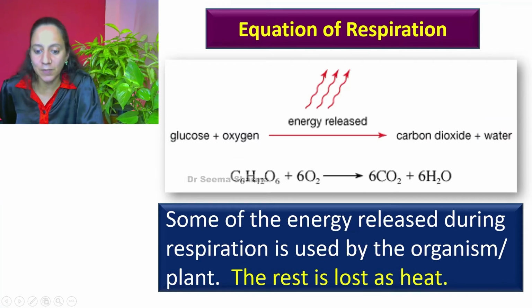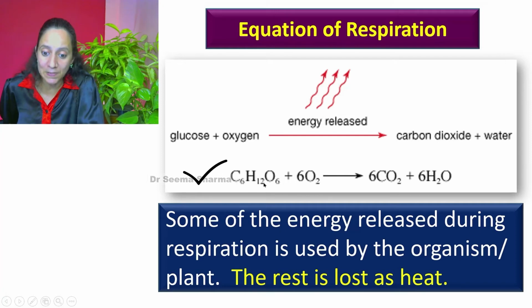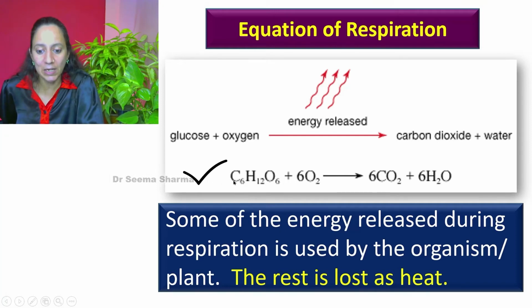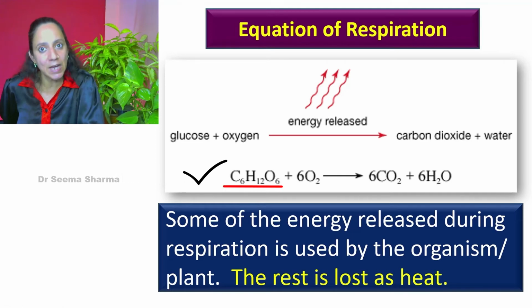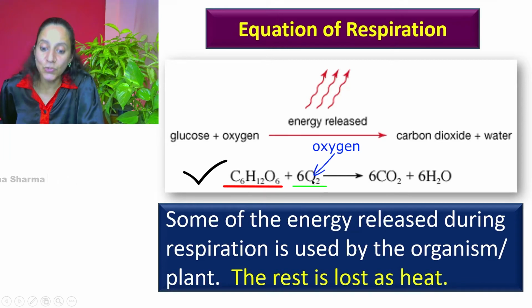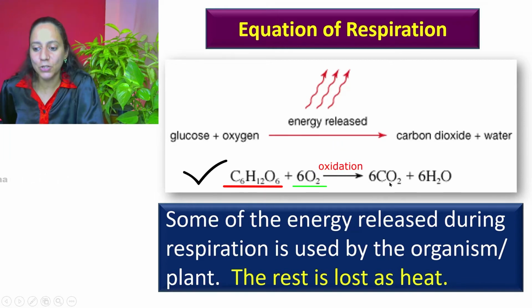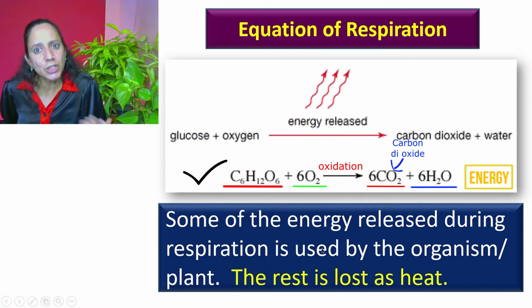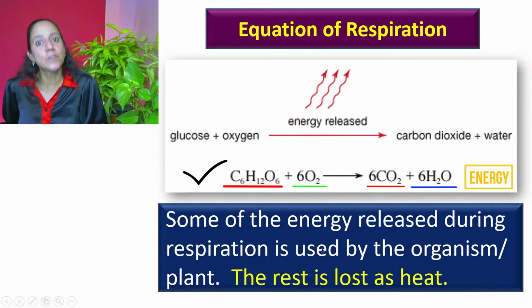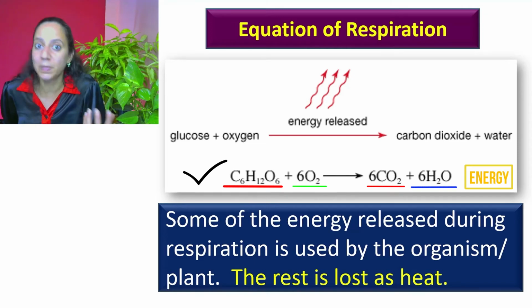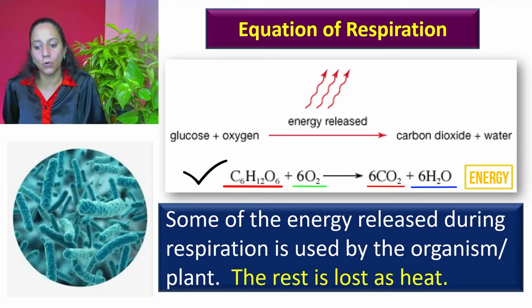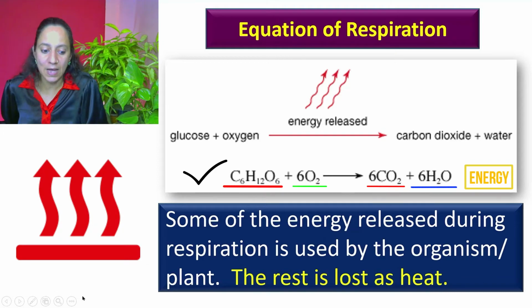Same can be represented with the help of certain symbols and that is called a chemical equation. So the chemical formula of glucose is C6H12O6. When it combines with oxygen gas, it leads to its oxidation. There is formation of carbon dioxide, water plus release of energy. Some of the energy released during respiration is used by the organism. It can be an animal, plant or microbe, and the rest is lost as heat.